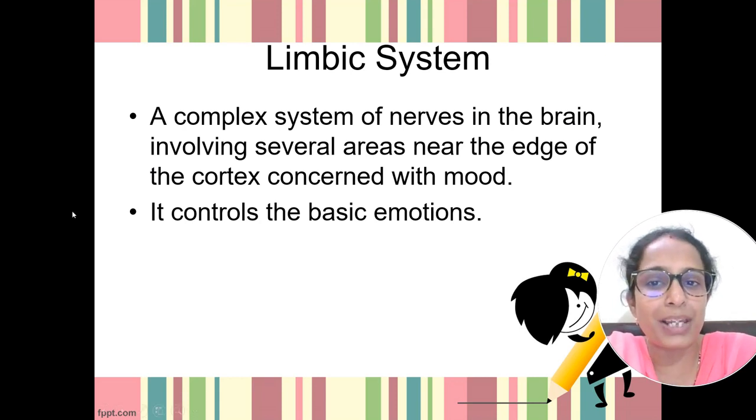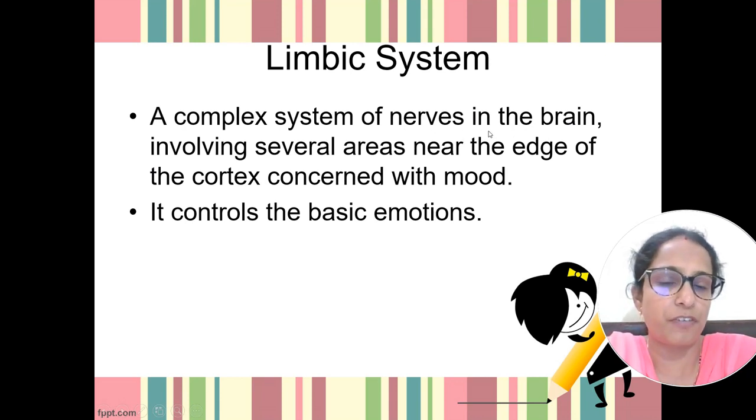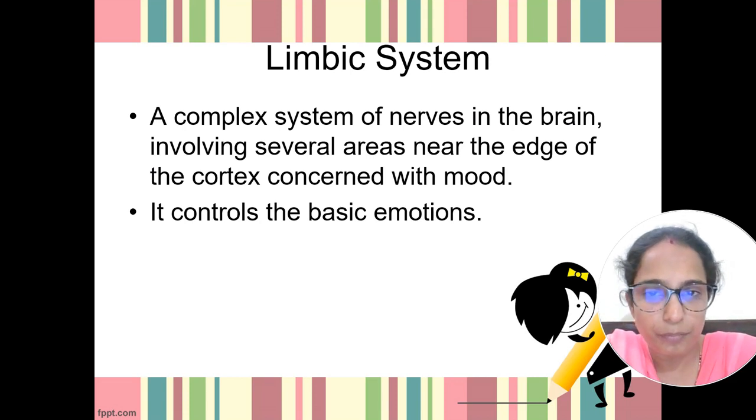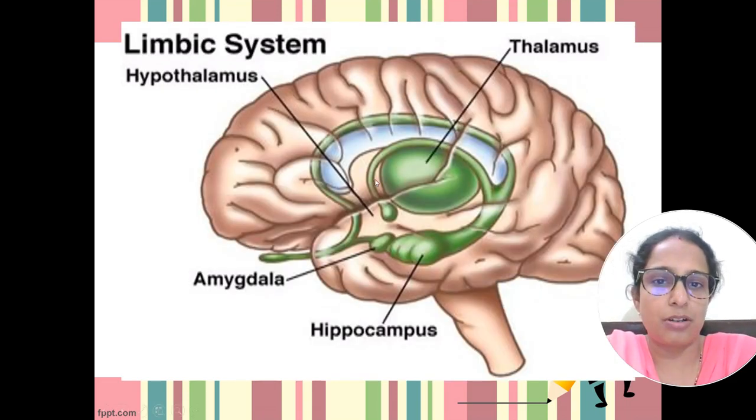A complex system of nerves in the brain. What is the limbic system? It is a complex system of nerves in the brain involving several areas near the edge of the cortex, concerned with our mood. It controls the basic emotions. All of our basic emotions, where are they all controlled from? They are controlled by the limbic system. So this is a very common question in psychiatric nursing. This is the structure of the limbic system. The inside area, this green area you are able to see.